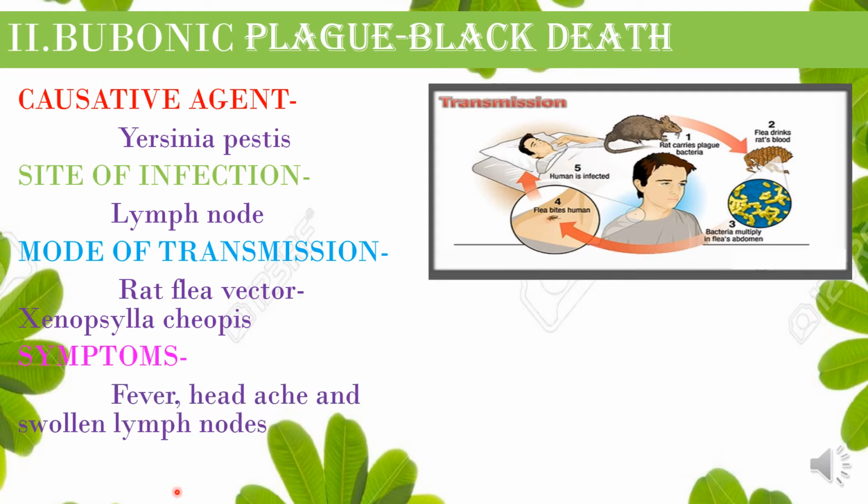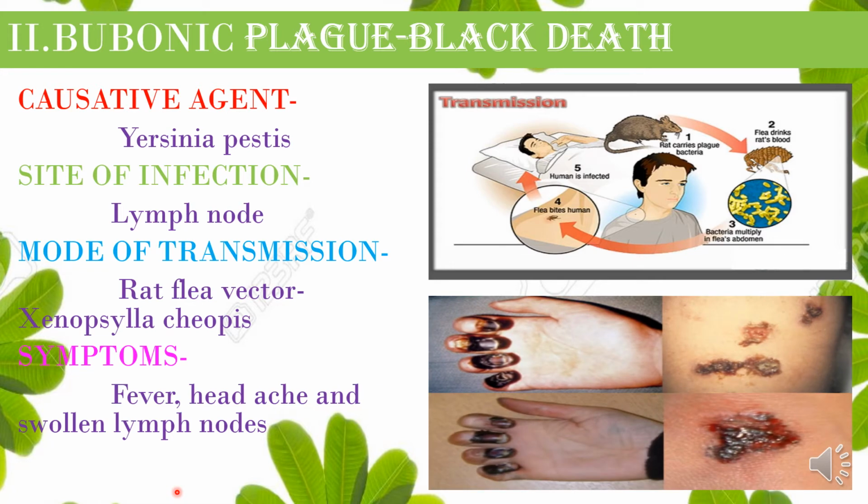The common symptoms are fever, headache and swollen lymph nodes. Ultimately, it results in the turning of the nails blue, ulcerations, rashes, and lesions appearing on the skin. So this is a very dangerous disease and it resulted in the death of the individual. So it is called the Black Death.